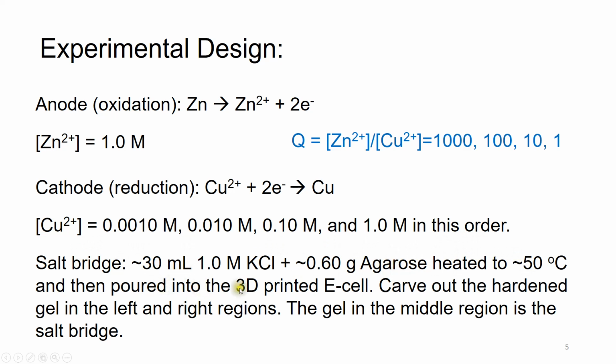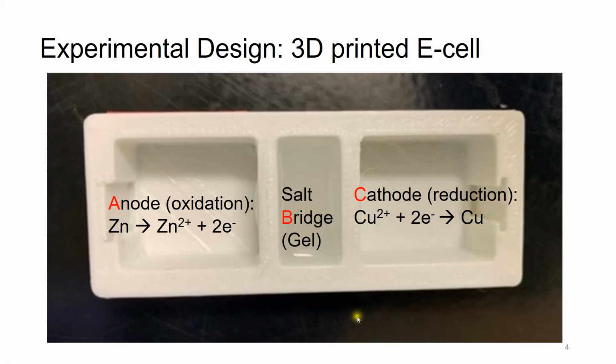We pour the liquid into this 3D printed E-cell, and we carve out the hardened gel in the left and right regions, because we need those two regions to contain zinc 2 plus solution and copper 2 plus solution. The gel in the middle region is going to be the salt bridge. So let's look at this picture. Again, we have gel here. It serves as a salt bridge.